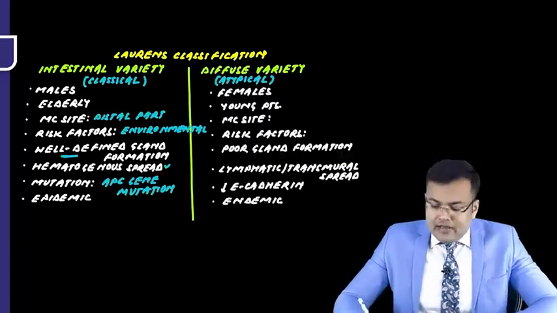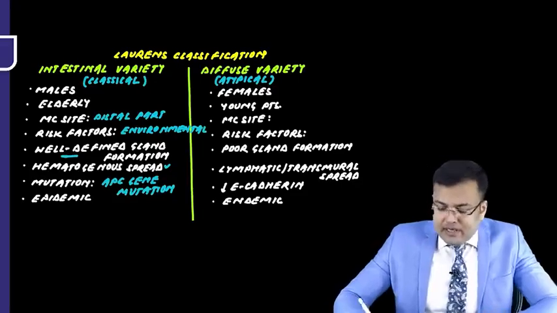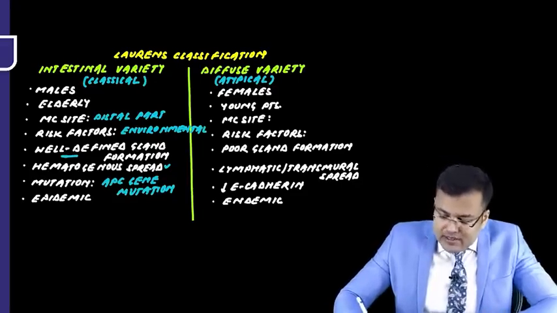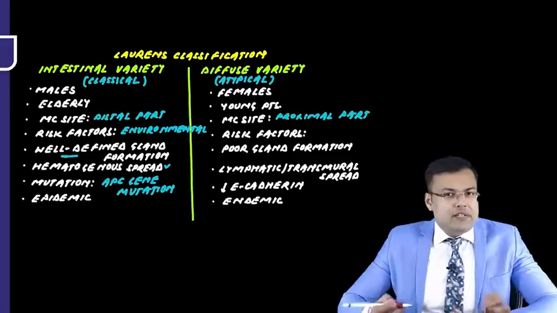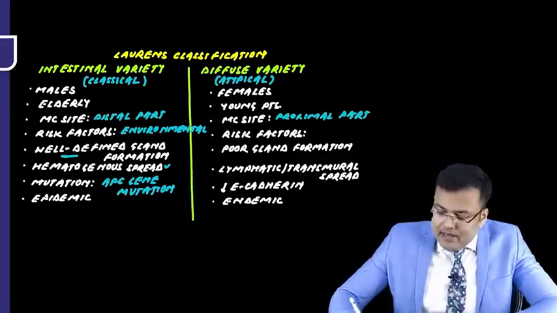Now see the diffuse variety. Diffuse variety is more common in females, more common in young patients, and the most common site is the proximal part. And what are the risk factors? There are familial risk factors.